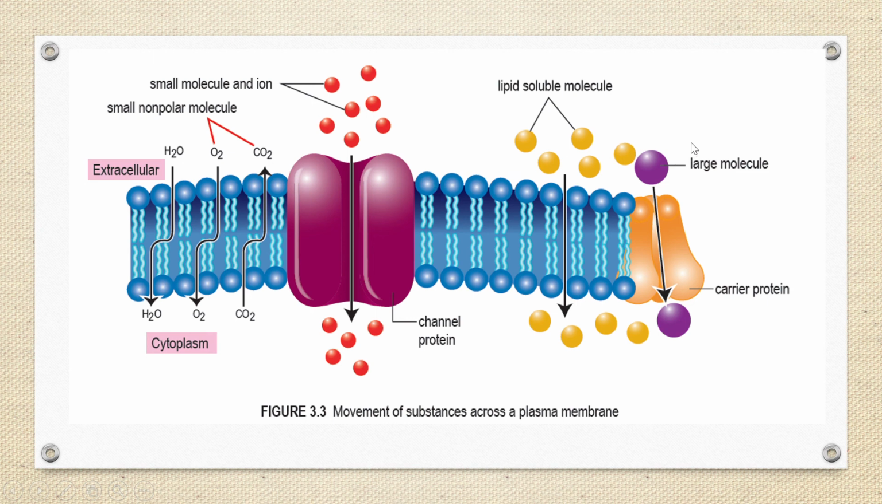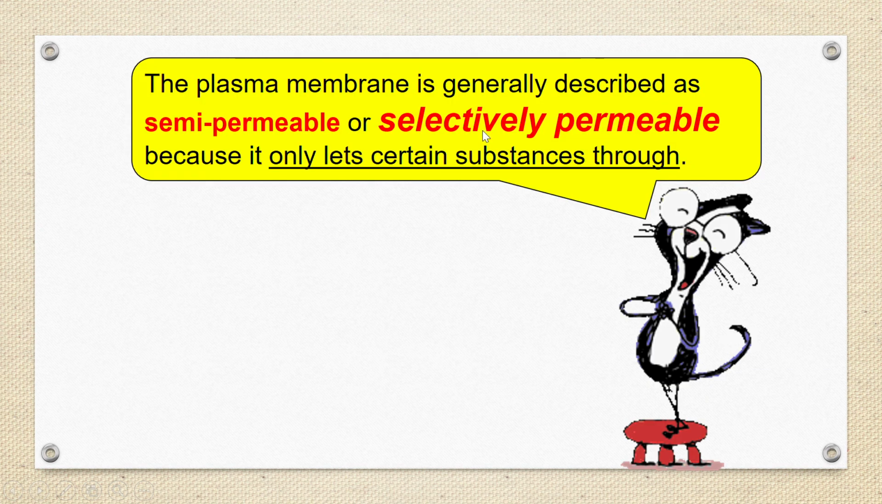Okay, so what if the substance is too big? Can it pass through or diffuse through just by simple diffusion, just diffuse in through this phospholipid structure? Okay, how about those ions? How about those with charges? So you have to understand that because of the structure of the plasma membrane itself, it doesn't allow all substances to pass through it. In other words, they are selective.